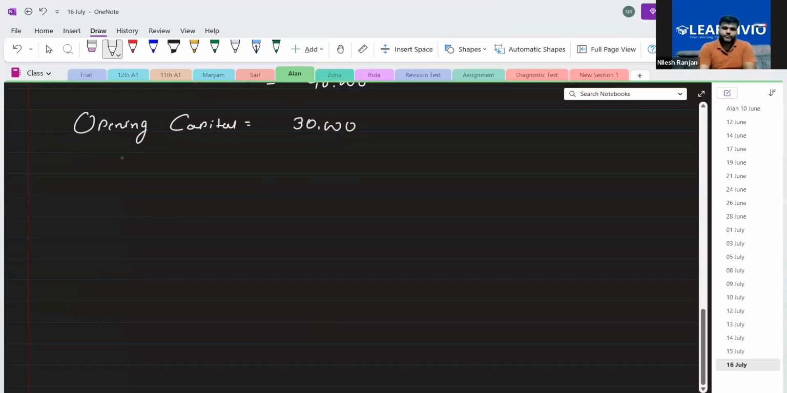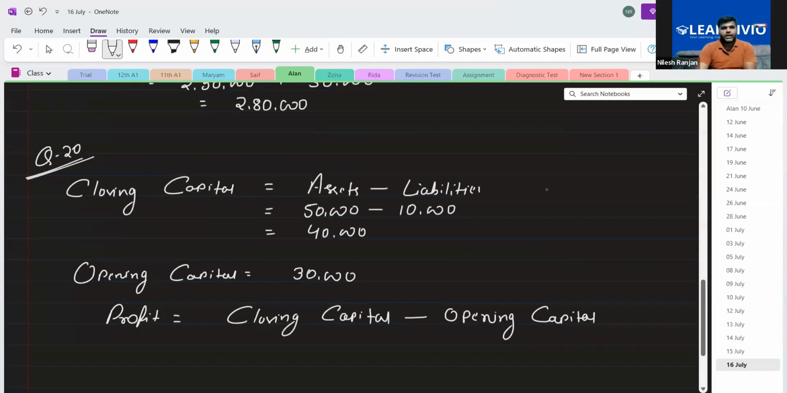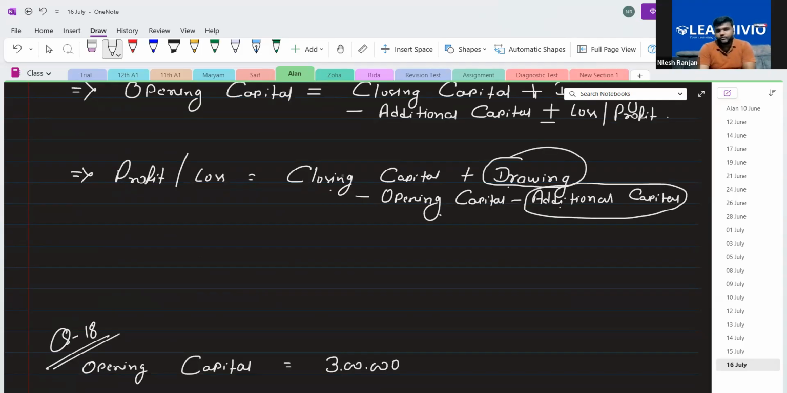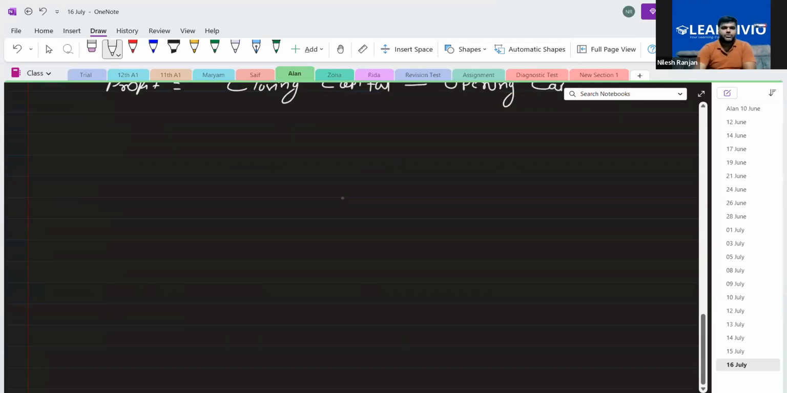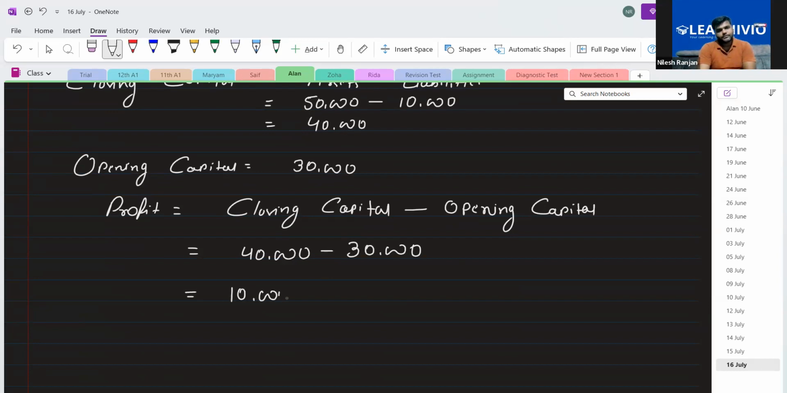So profit will be the difference between closing capital and opening capital, because there is no drawing and no additional capital. The formula I wrote last is: profit equals closing capital plus drawing minus opening capital minus additional capital. But drawing and additional capital are not given. So if we remove these, only closing capital minus opening capital is left. It will be 40,000 minus 30,000, 10,000. Is this clear? Yes, yes.